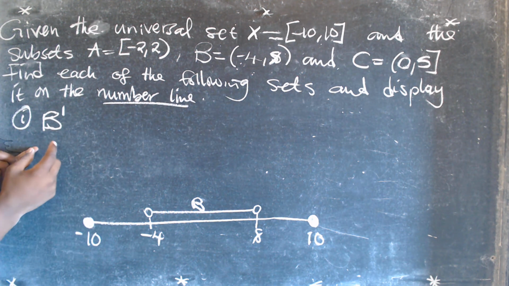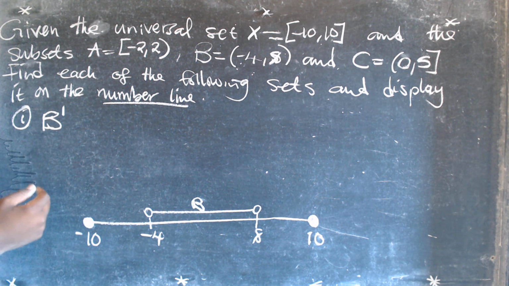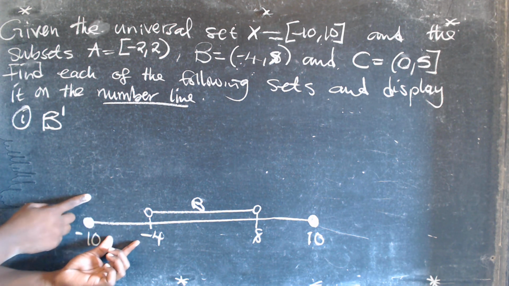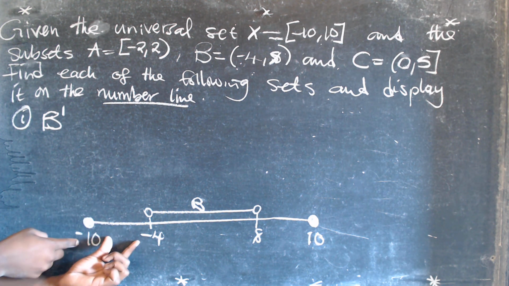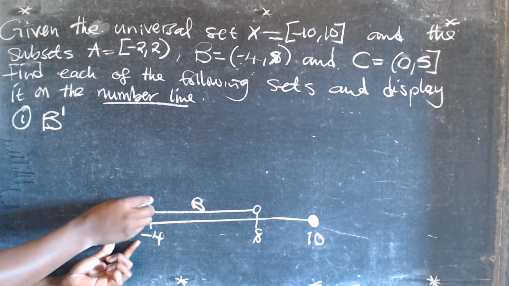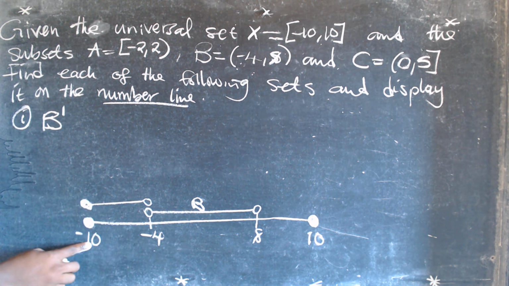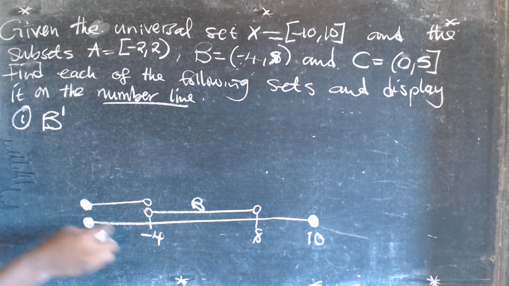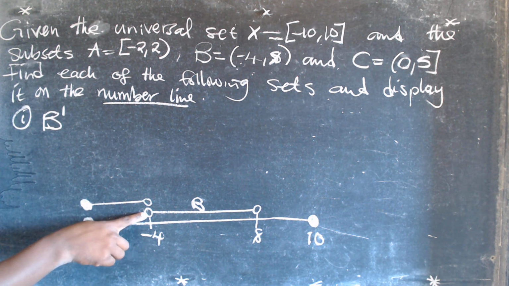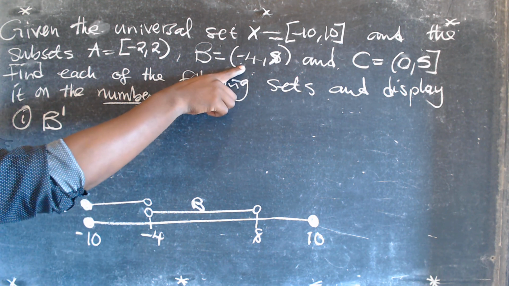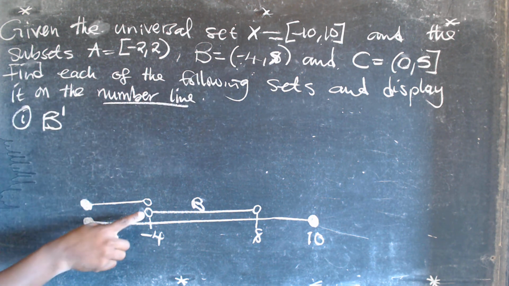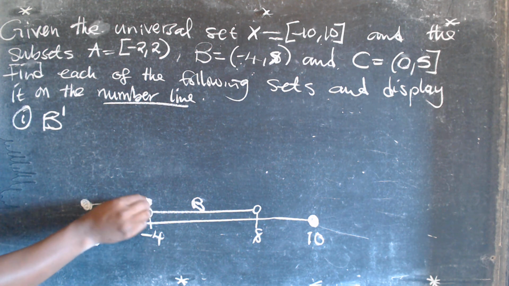Now, I want to find B complement. Since we are looking for B complement, we want the set of numbers that are not in B, but they're in the universal set. So, when you look at this side, from negative 4 to negative 10, they're not in B, so they're in the complement. So you say from this side to this one, even negative 10 is outside, that's why I'm including it, because it is outside B. Then here, negative 4 is not in B according to the way we showed this one. This is not part of the set according to the bracket that is used. This is open, so it is not part of the set. It is not in B. Negative 4 is not in B, which means that negative 4 is outside B, so it is in the complement.